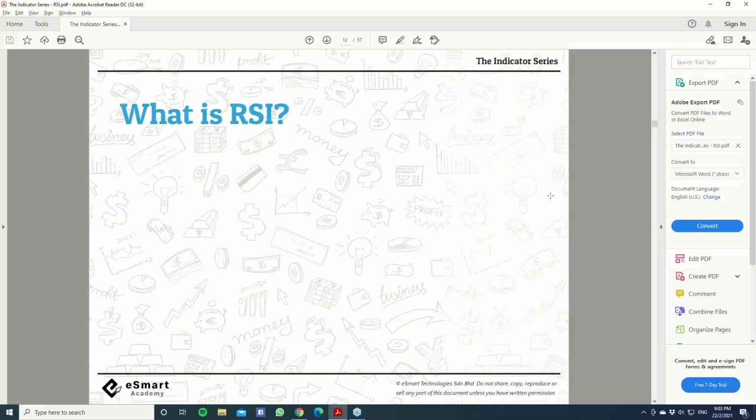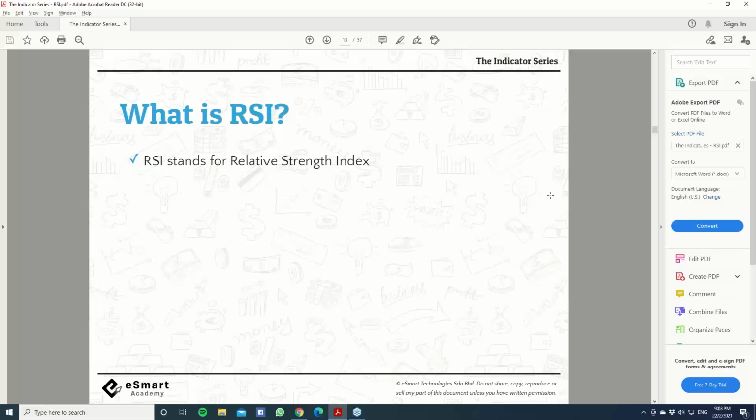Let's start off with what RSI is. A very quick introduction so that you understand what this indicator does and how it helps you when you're applying it. RSI actually stands for Relative Strength Index.